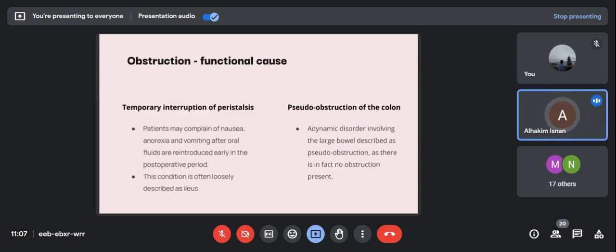Here are the functional causes, where there is a temporary interruption of peristalsis and pseudo-obstruction of the colon, which is an adynamic disorder. An adynamic disorder is where the functioning of the abdomen is affected by motor paralysis of the digestive tract, without any blockage along the gastrointestinal tract, yet there are symptoms of obstruction. Okay, next.